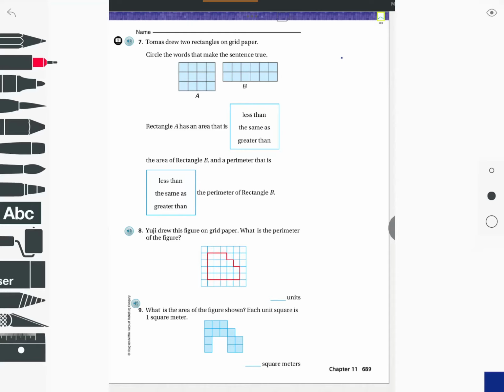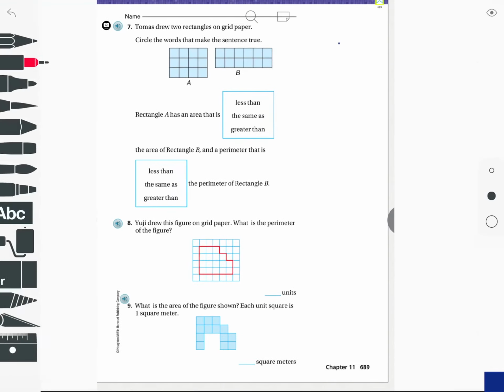Review, pages 689 and 690. Let's look at number 7. Tom drew 2 rectangles on grid paper. Circle the words that make the sentence true. Well, it says rectangle A has an area that is less than, the same as, greater than. I know I'm comparing area.